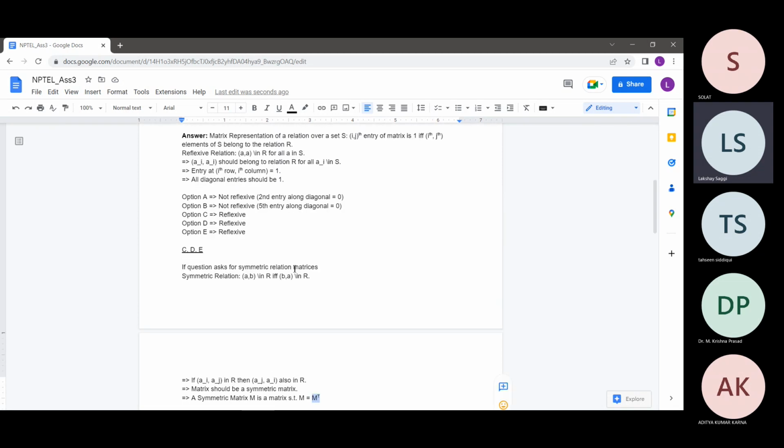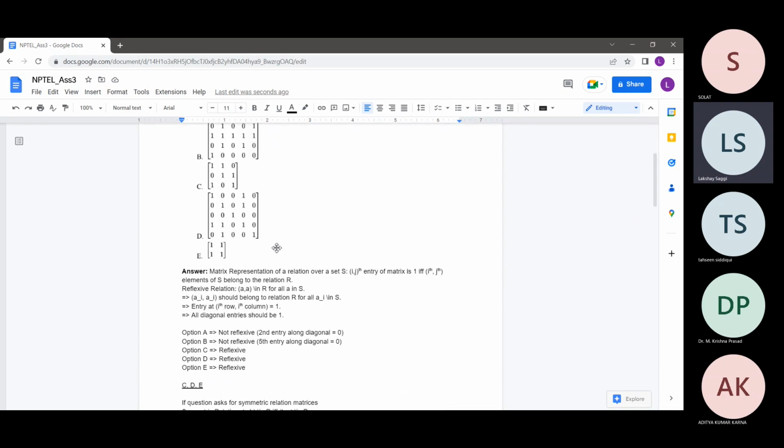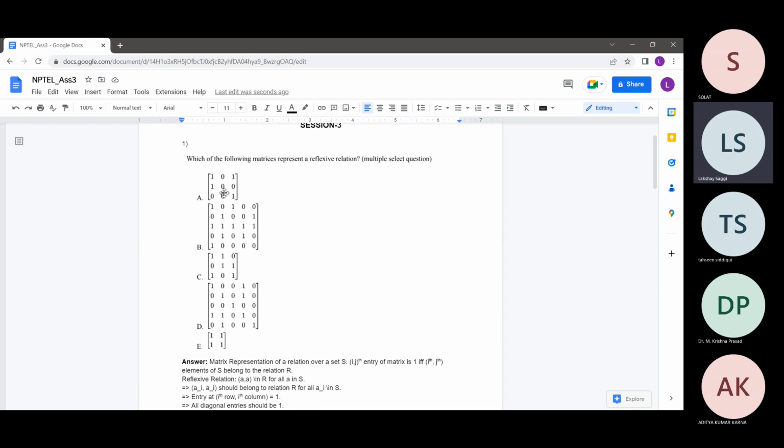primary diagonal. So let us see, suppose the question had asked, instead of which of the following relations are reflexive, which of the following are symmetric. Then how can we check? We just have to check which of the following matrices are symmetric. Basically, the matrix and its transpose should be equal to each other. If that's the case, then the matrix will represent a symmetric relation. So let's get down to this.